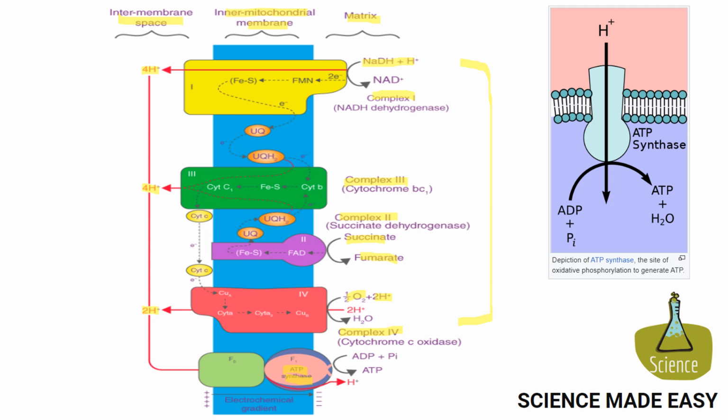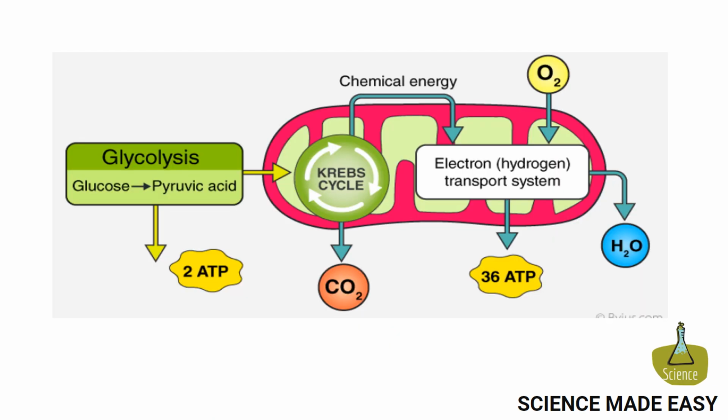So the electrochemical gradient which has been generated here by the accumulation of these protons leads to the conversion of ADP molecule into the ATP molecule. So in this way, the electrons are transported from complex 1 to complex 4, and finally the accumulated protons are used for the formation of ATP molecule.